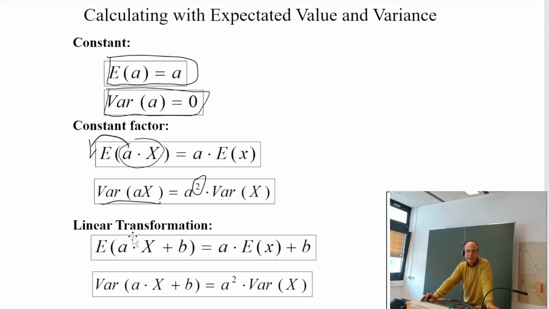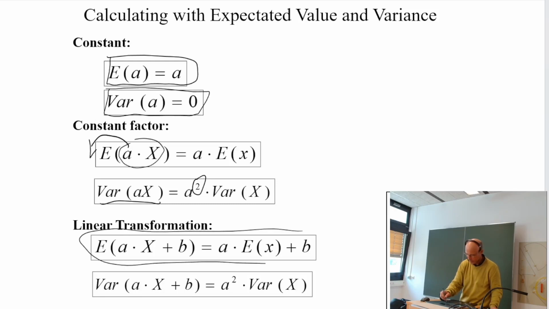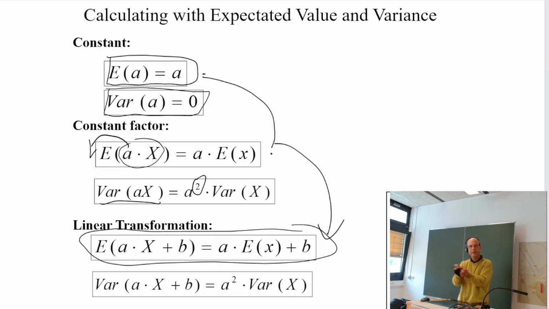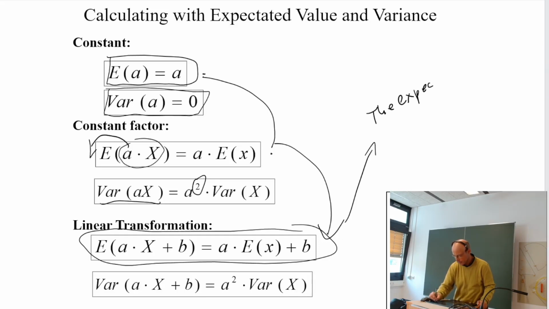Yeah, and if we take these calculation rules together, then we come to the linear transformation for the expectation value, taking this rule and this rule together. It means that if we linearly shift our random variable, multiplying with some number and adding a number, then the expectation value shifts in the same way. So this means the expectation operator is a linear operator.